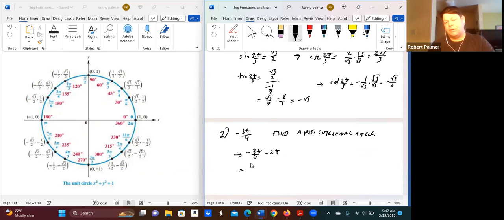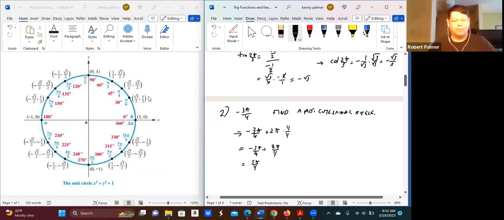Okay. And of course, we need a common denominator. So we need to put this over 4. So multiply the top and bottom of this by 4. And so we have negative 3 pi over 4 plus 8 pi over 4. And that's going to be 5 pi over 4. Okay. So let's find 5 pi over 4. And that turns out to be here in the third quadrant.